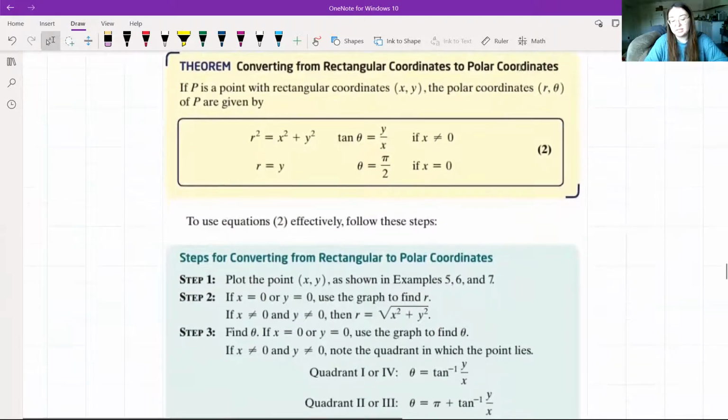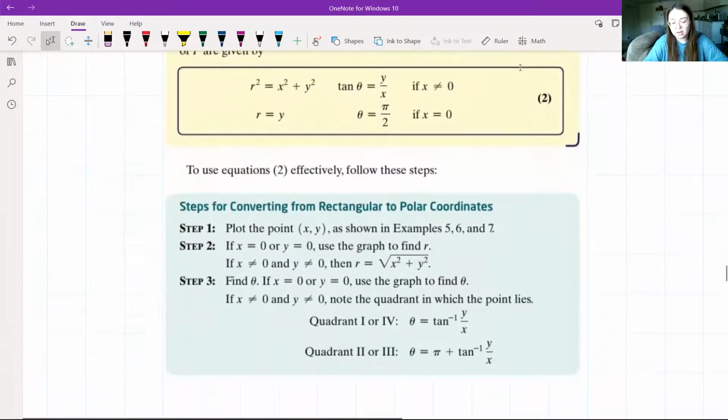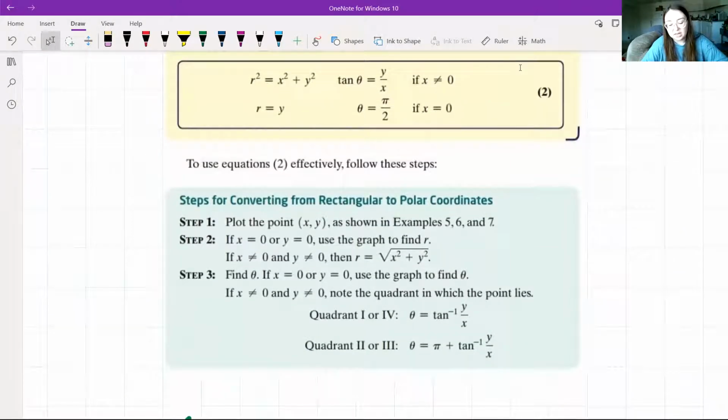To use these equations effectively, we have to follow these 3 steps. Step 1, we just want to plot the point x, y as shown in examples 5, 6, and 7 from your book. So you just want to plot the point x, y on a normal rectangular graph. Step 2, if x is equal to 0 or if y is equal to 0, then we just use the graph to find r. If x is not equal to 0 and y is not equal to 0, then we know that r is equal to the square root of x squared plus y squared. Then step 3, to find theta, if x is equal to 0 or y is equal to 0, we're going to use the graph to find theta.